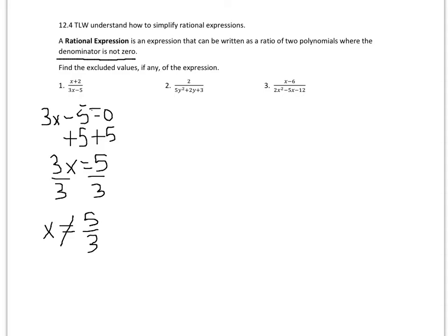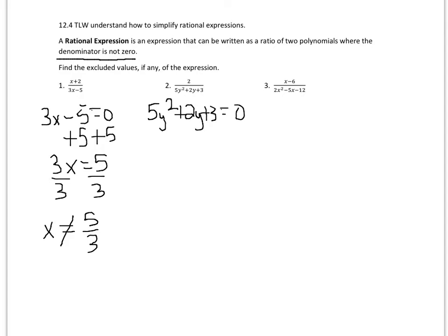Okay. Now comes your favorite part, guys, the factoring. So 5y squared plus 2y plus 3 equals 0. Now, if you're struggling a little bit with the factoring, you can use the quadratic formula for this part, but when we go to simplify these later, you will not be able to.